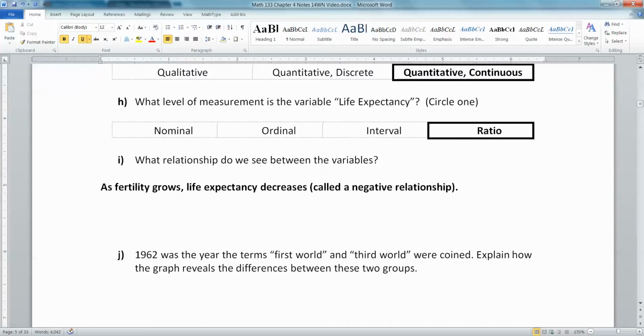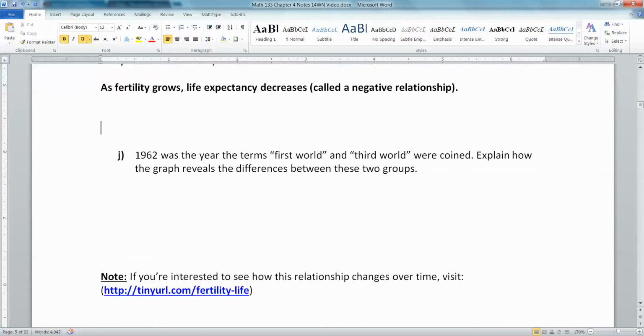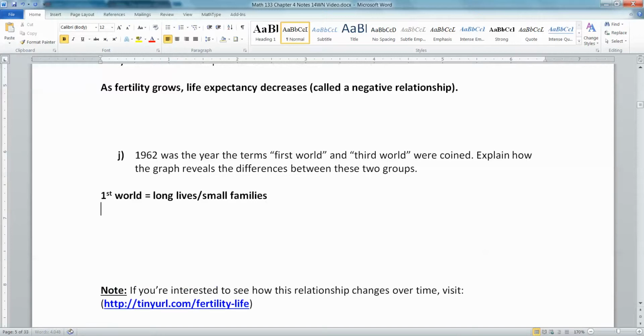Okay, so in 1962, the terms first world and third world were coined. Explain how the graph reveals the differences between these two groups. Okay, so the first world is the long lives and small families, to quote Hans Rosling, where a lot of this comes from. He's actually a famous professor in Sweden who popularized where this comes from, and I'll show you in a second. The third world is short lives and large families.